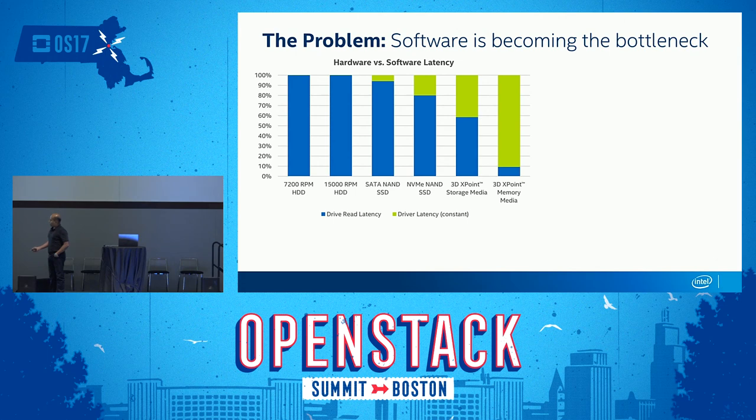Compare that to your media latency. You will see that the shift is that with hard drives, your software latency is negligible. Most of your latency is actually coming from the media itself, the media access latency. But as you progress towards faster and faster media, the driver latency itself becomes a much bigger part of your software latency, or the storage latency as a whole.